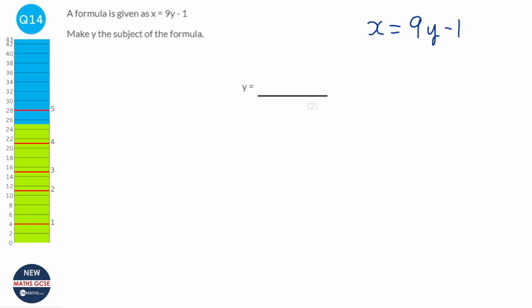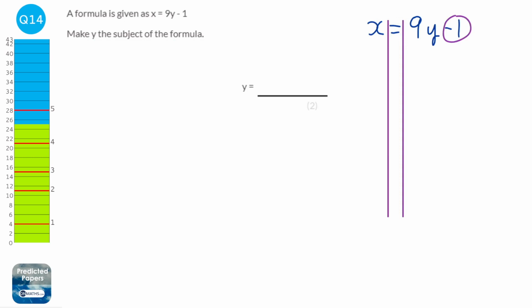And we're asked to make y the subject, so I'm just going to get my lines in. What's stopping us from having y on its own? Well, this minus 1. How am I going to get rid of it? Add 1 to both sides. So we've got x plus 1 equals 9y.